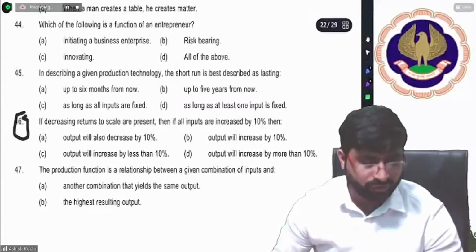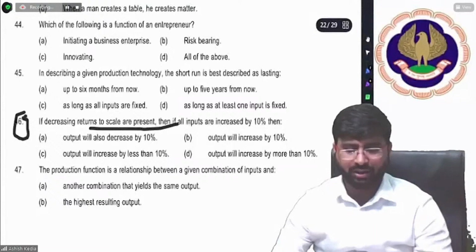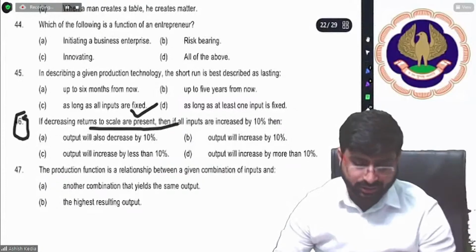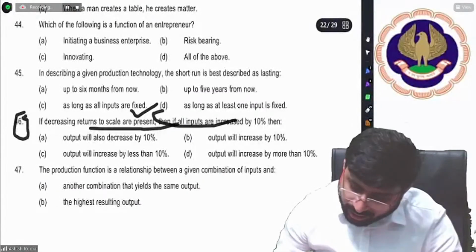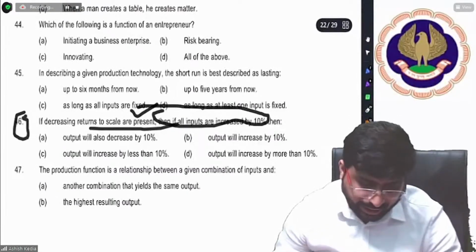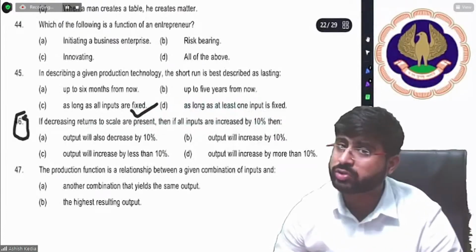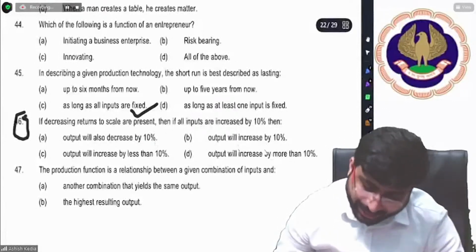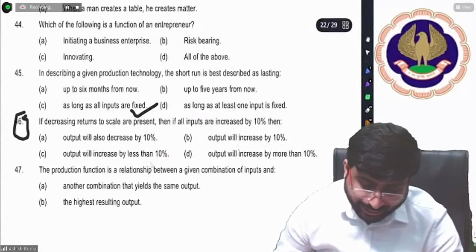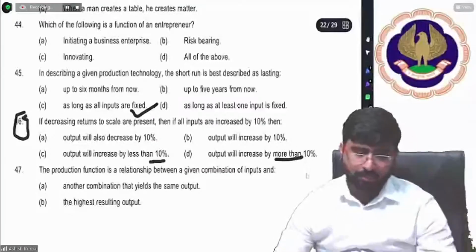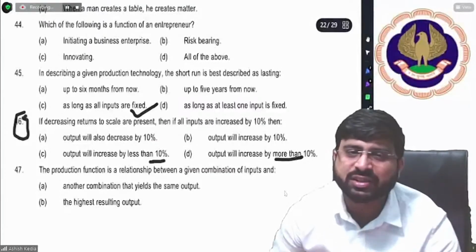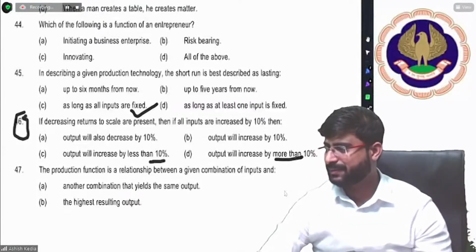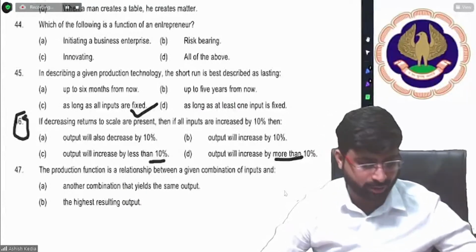All right. If decreasing returns to scale are present, then if all inputs are increased by 10%, then output will also decrease by 10%. Remember, you're talking about returns to scale, meaning long run. Output will decrease by 10%. Output will increase by 10%. Output will increase by less than 10%, or output will increase by more than 10%. What say, guys? If it is decreasing returns to scale. Returns to scale, come on.